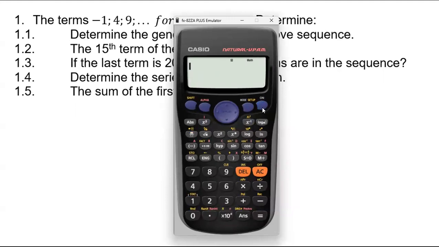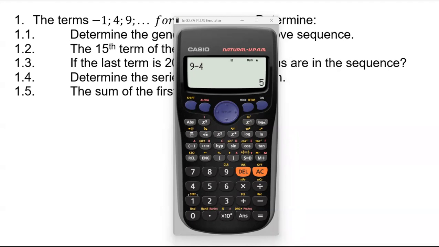Let's try that out. What is 4 minus -1? What is the answer? It gives us 5. And what is 9 minus 4? It gives us 5. So we can conclude that it is an arithmetic sequence because it has a constant common difference of 5.